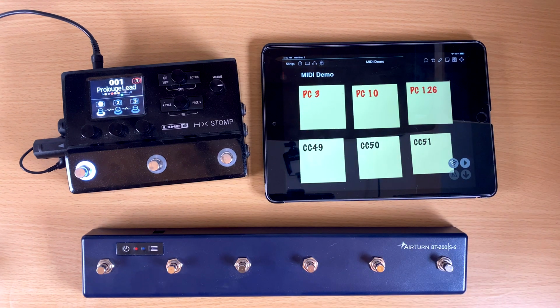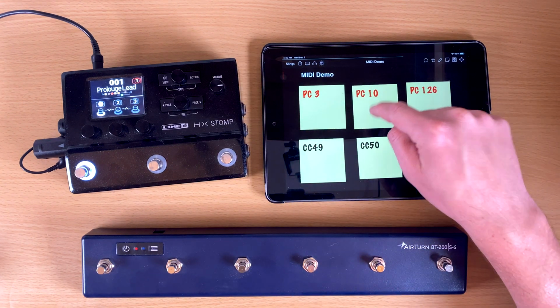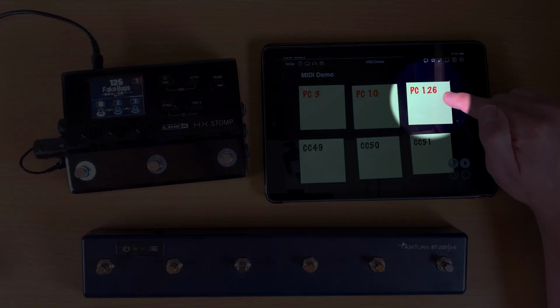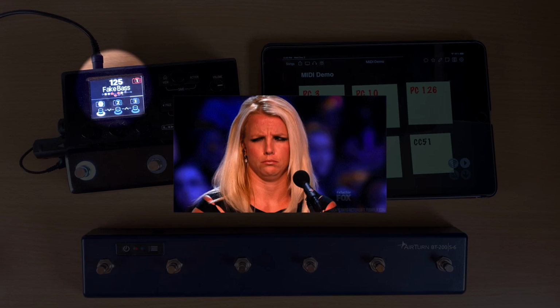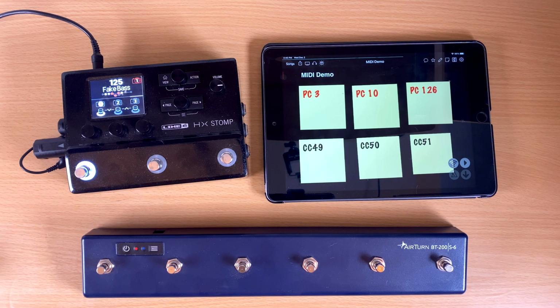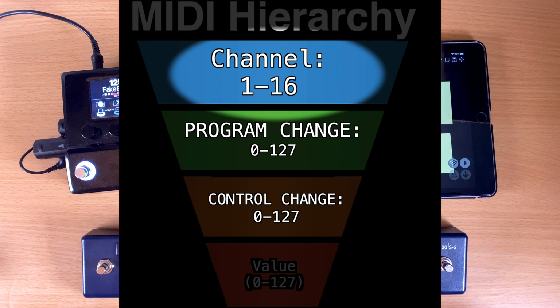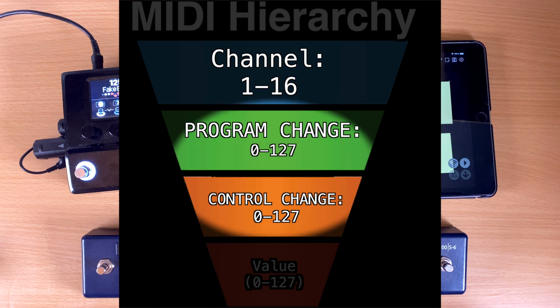Watch what happens to the preset on the HX Stomp when I press these buttons. Changed, it changed, and it changed. Now, you might be going, wait, this says preset 126. Why did that load preset 125? So here's the other thing: once you get to program changes and control changes, MIDI can send a value of between 0 and 127. So again, our MIDI channels, we have 1 through 16. For program changes and control changes, we can send a MIDI value of 0 to 127.